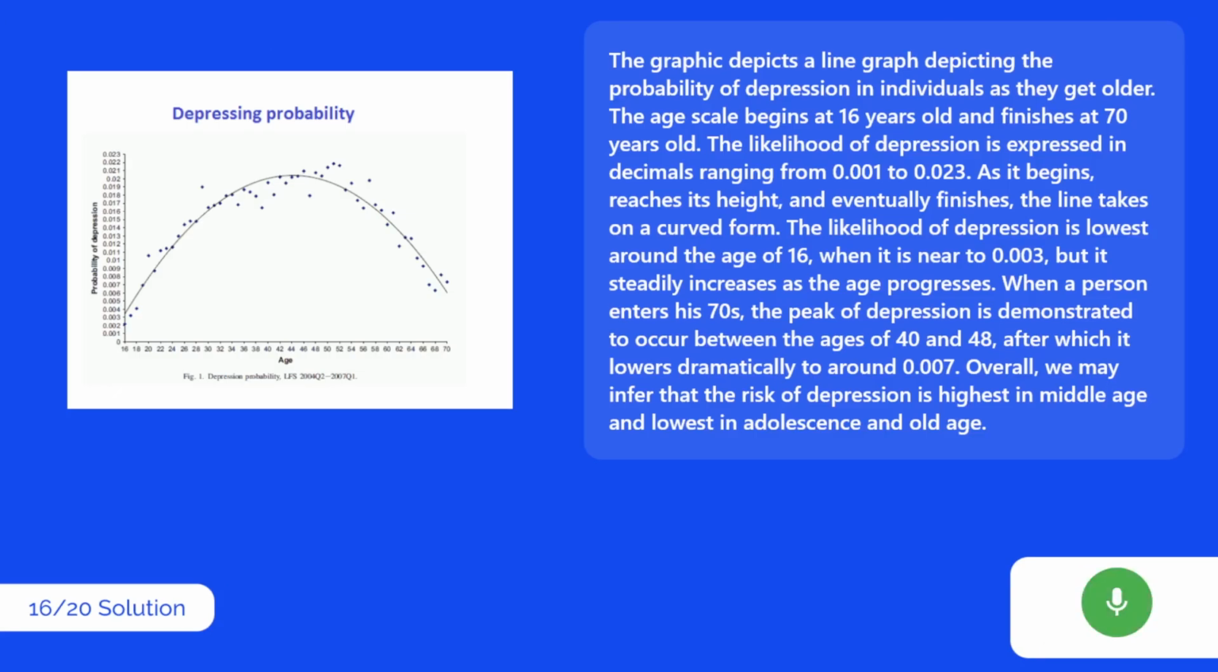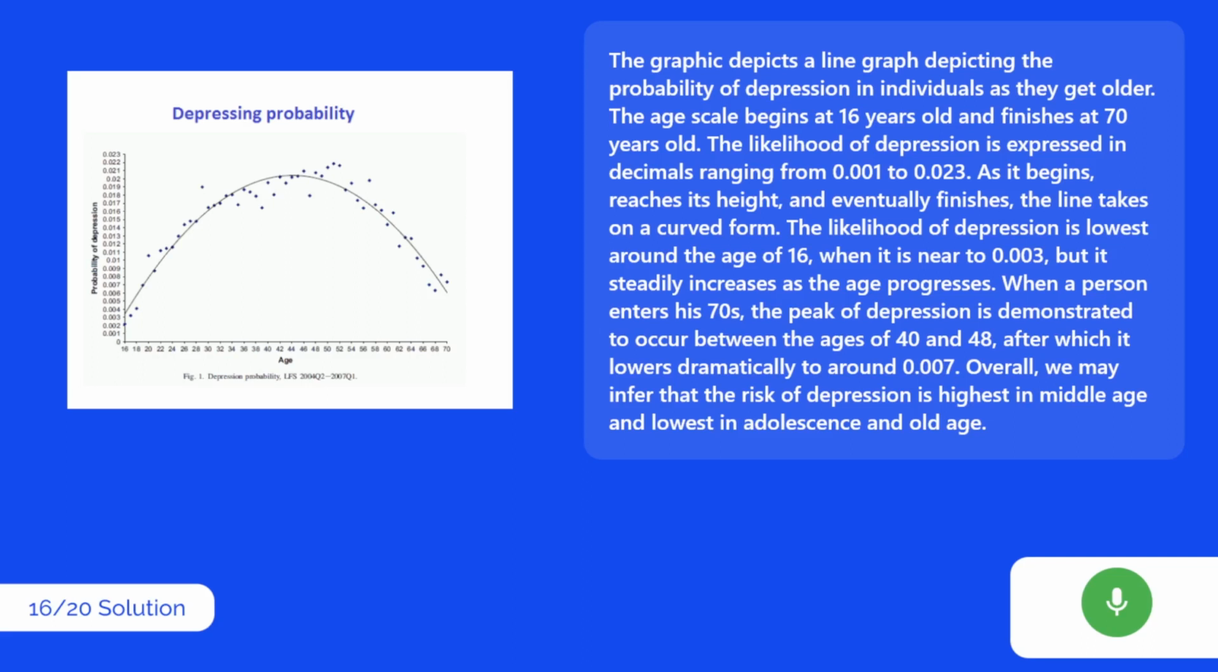The graphic depicts a line graph depicting the probability of depression in individuals as they get older. The age scale begins at 16 years old and finishes at 70 years old. The likelihood of depression is expressed in decimals ranging from 0.001 to 0.023. As it begins, reaches its height, and eventually finishes, the line takes on a curved form.